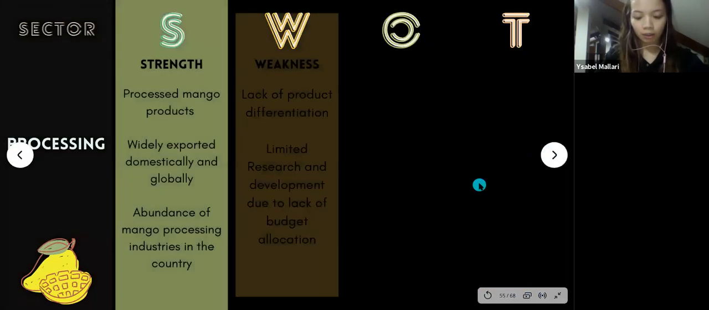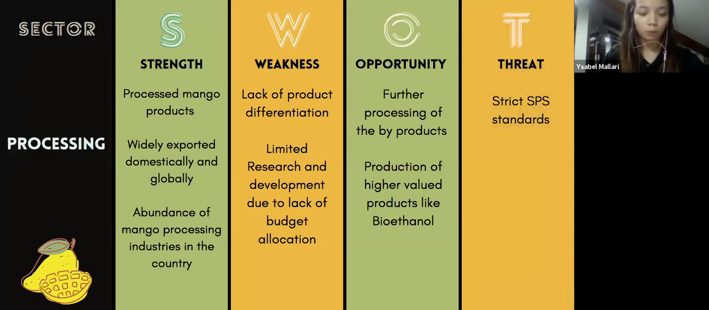For the processing sector, the majority of processed products derived from mango are commonly food products. These vary from canned and frozen slices, puree, juices, and nectar for processed green mango and dried products for processed ripe mangoes. There is an abundant existence of mango processing industries here in our country, making the export of processed products one of its strengths. On the other hand, its weaknesses are mostly due to the lack of product differentiation, making it hard to keep up with the international market. Lastly, there is an opportunity to utilize the byproduct of mango to produce high-value products like bioethanol, but the strict SPS standards make it hard to keep up with the global market.